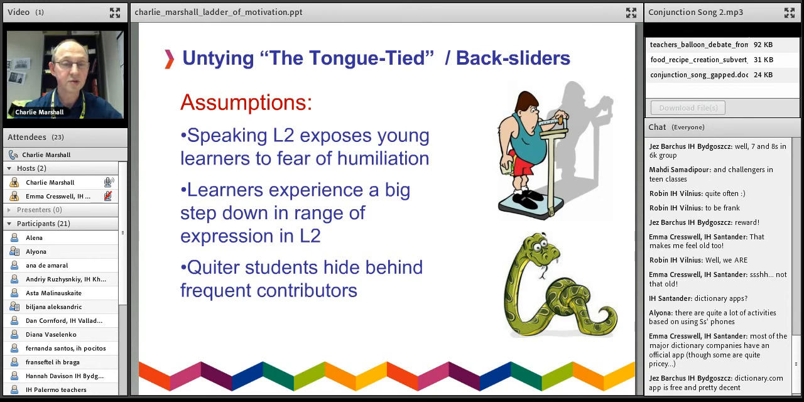The learners do also experience a big step down in what they can say. So they'll be chattering away in their own language, and suddenly they're down to 4 syllables every 10 seconds in a foreign language, maybe. And you do often find a sort of hinterland of quieter people not saying much, hiding behind a few more engaged and positive students who sit at the front and always put their hands up.